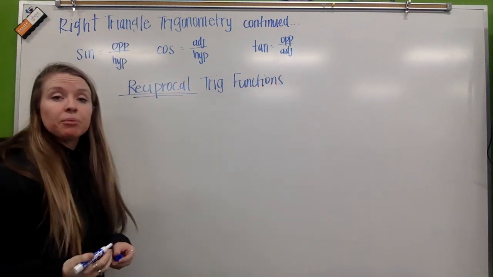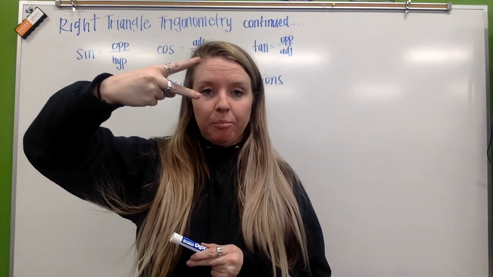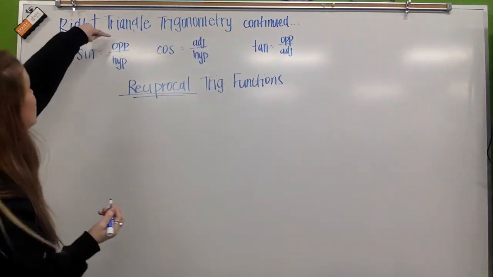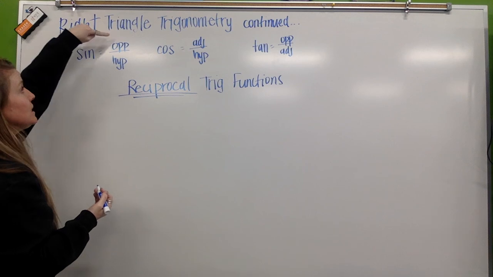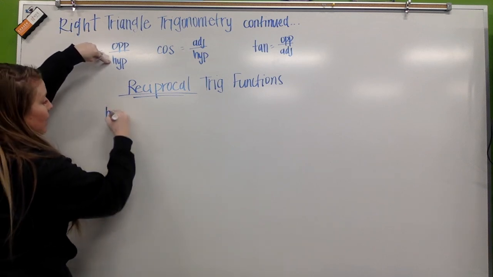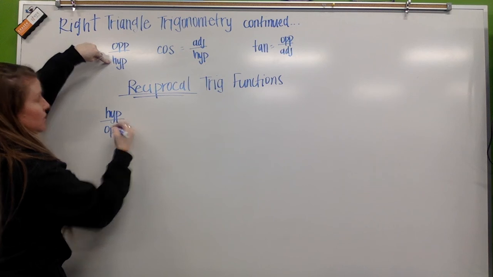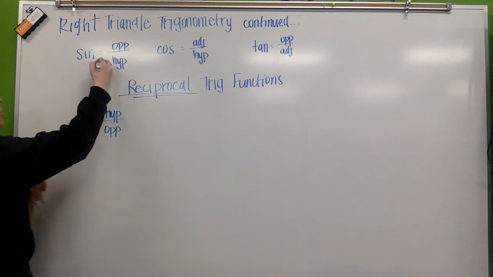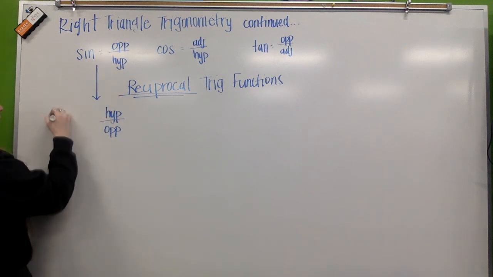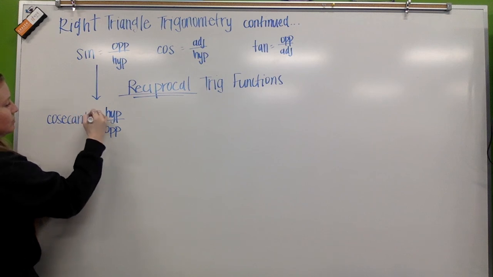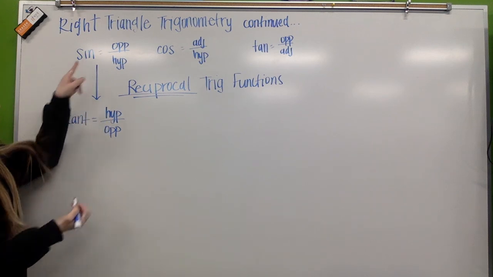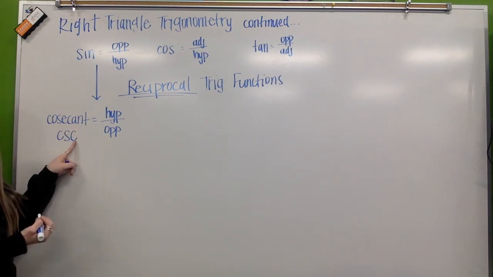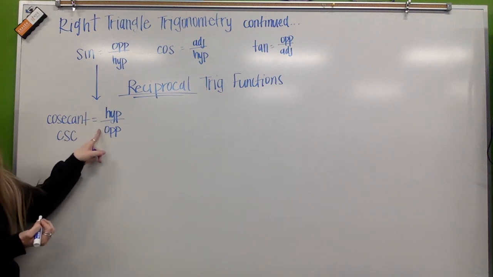We know that the term reciprocal means we take a fraction and we flip it. So a over b becomes b over a. What I'm going to do to my sine ratio, instead of opposite over hypotenuse, I'm going to have hypotenuse over opposite. That's going to give me a new ratio, a new trig function. The reciprocal of sine is what we call cosecant. Cosecant is the reciprocal of sine, and we're going to shorten that to CSC, cosecant.